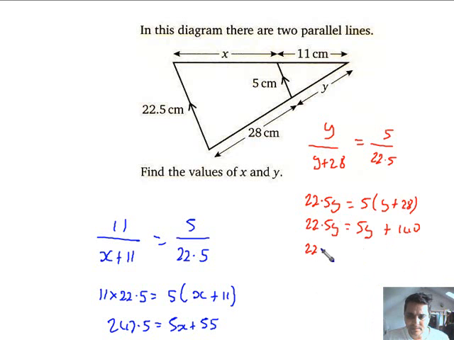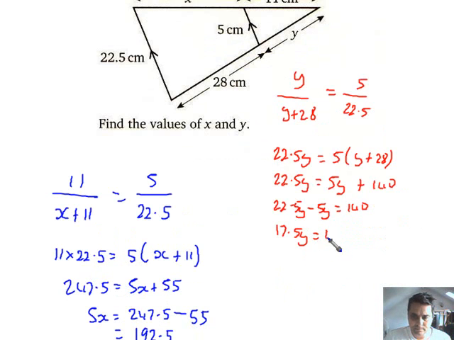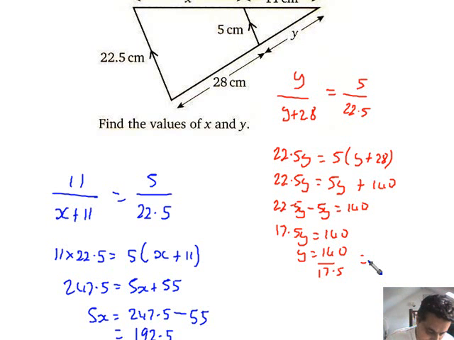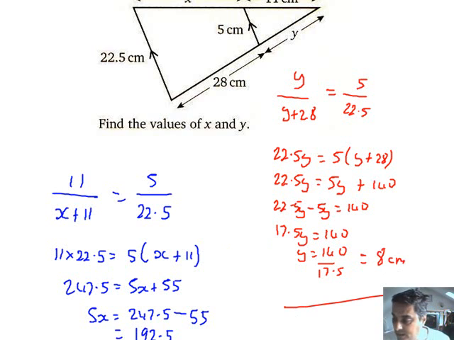Subtract the 5 y's. That will give us 17.5 y's. It's 140. Divide by 17.5 to get a single y. And that's going to be, right, it's exactly 8. So y is 8 centimeters. Lovely. Right, I'm going to stop there, and that will give me a little mini video for the other two questions, and that's this section done, and we can review it.